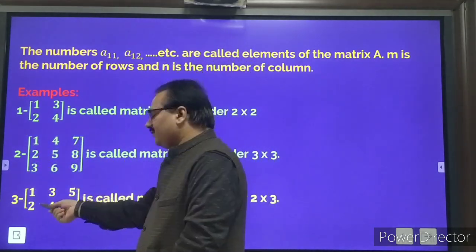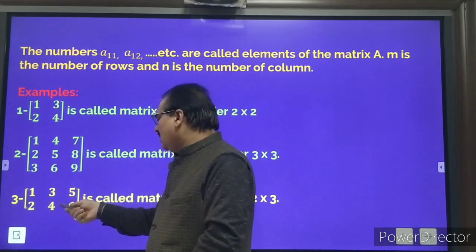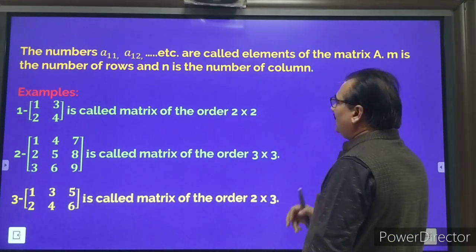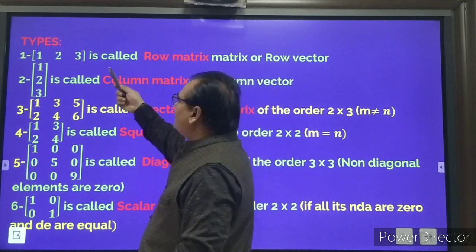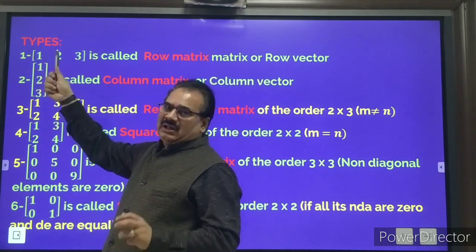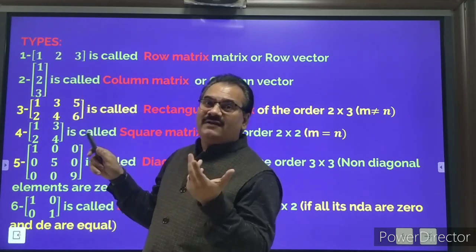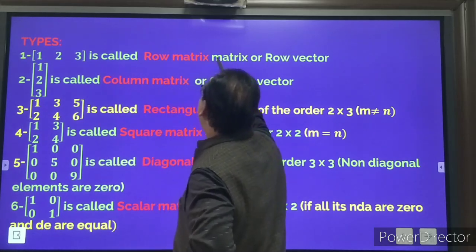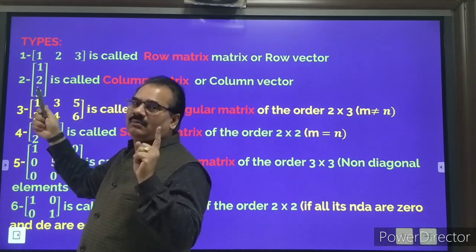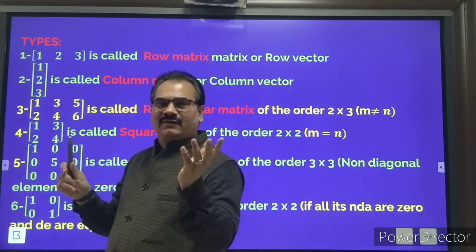Now look, this one is different, not only in color but in property also. 1, 2, 3, 4, 5, 6 is called a matrix of order 2 cross 3. Next, 1, 2, 3 is called a row matrix. This has only one row. Although you could say there are 3 columns, the columns have no significance. Because of that, this is called a row matrix or row vector. Similarly here, there is only one column, the first column. You could say there are 3 rows, but the rows are insignificant.